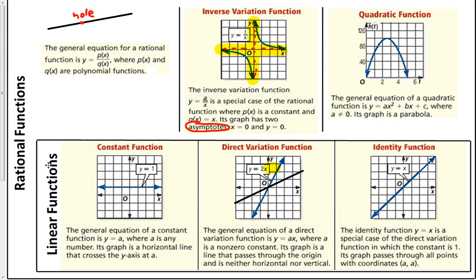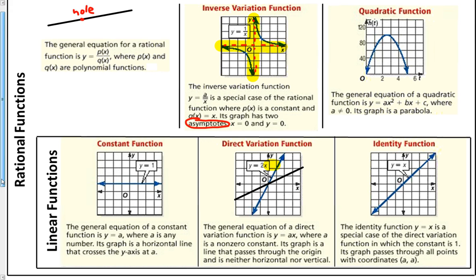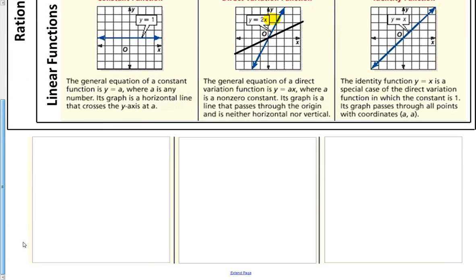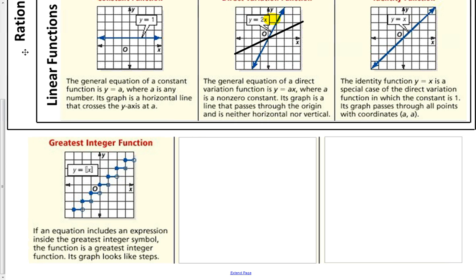Technically speaking, all these classify as rational functions. Whenever you're classifying these, just make sure that you use the most specific case you can. Down below here we have some that don't fit under the category of rational functions. First one is the greatest integer function, which is also called the step function. It's easy to recognize because the graph looks like steps. So whenever you see this discontinuous step-like graph, you know you're dealing with the greatest integer function.